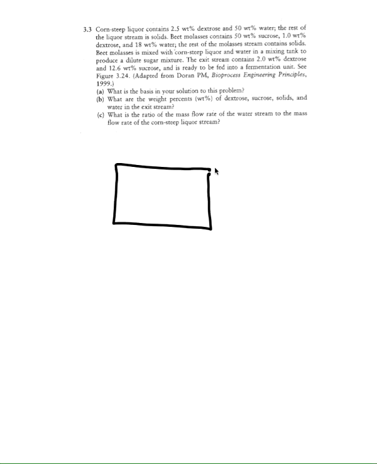So we have coming in to this device, which appears to be a mixer, so we may want to identify it as such. I think I'm going to go to a thinner stroke pen. So I'm going to call the corn steep liquor, I'm going to call that stream C, and as we're reading the problem, we can begin to annotate the diagram.